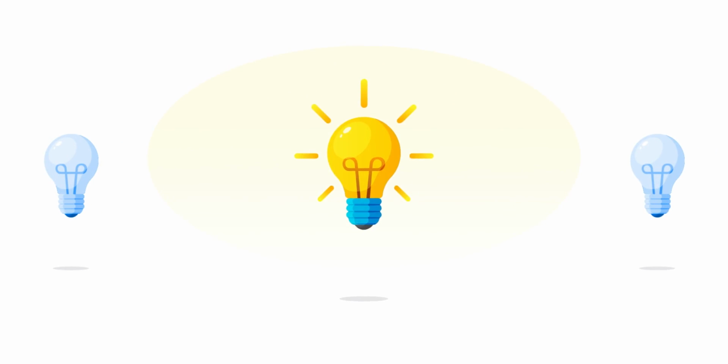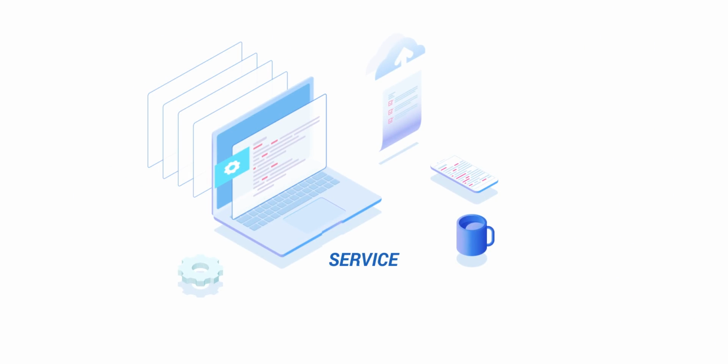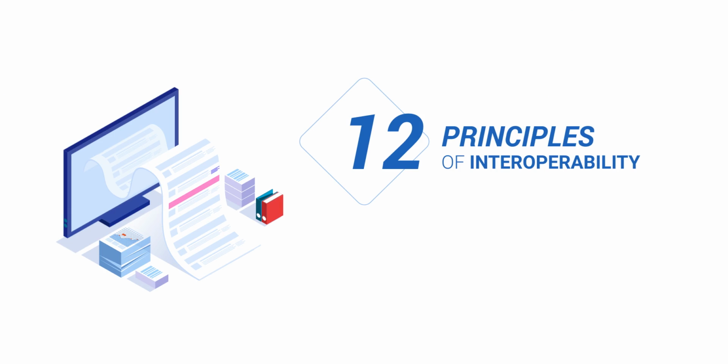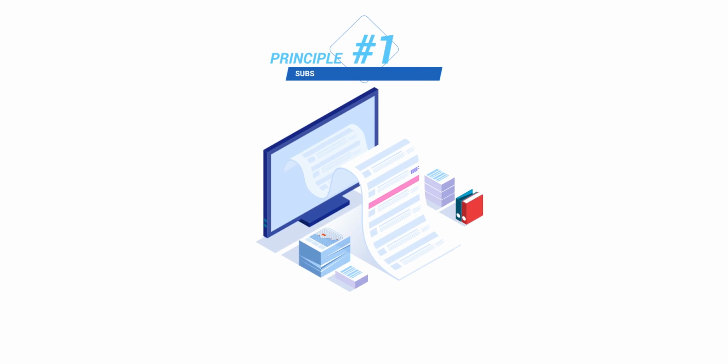To make it easier for you to assess whether an idea you're having or a feature or a service is complying with the EIF, 12 interoperability principles have been defined. Principle 1. Subsidiarity and proportionality.